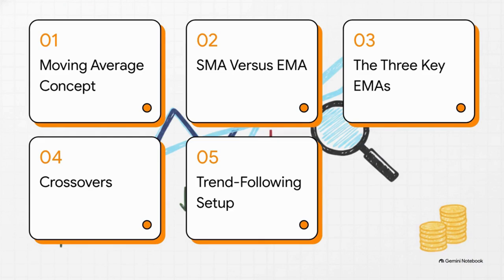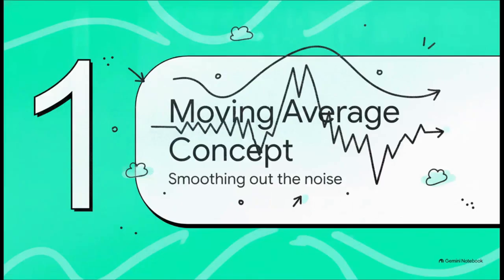Okay, let's dive into this. Here is our roadmap for today. We'll start with the moving average concept, then compare the SMA versus the EMA. From there, we'll calibrate with the 3 key EMAs, learn to read signals through crossovers, and finally, wrap up by building your trend-following setup.